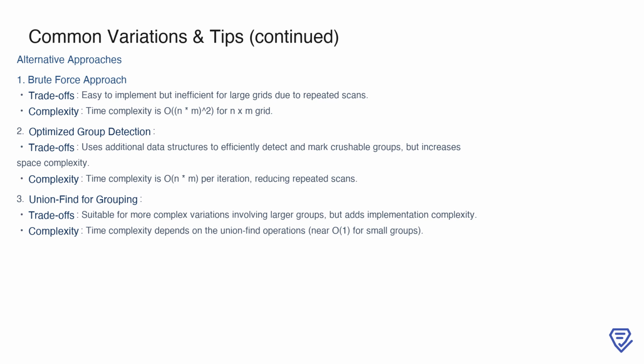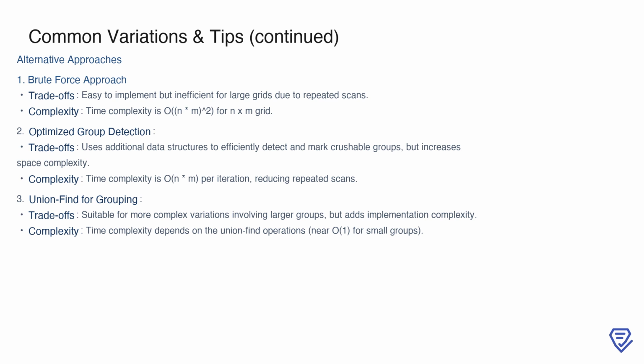These approaches use additional data structures to detect and mark crushable groups more efficiently, reducing the number of redundant scans. However, this comes at the cost of increased space complexity. With these optimizations, the time complexity can be reduced to O(n * m) per iteration.